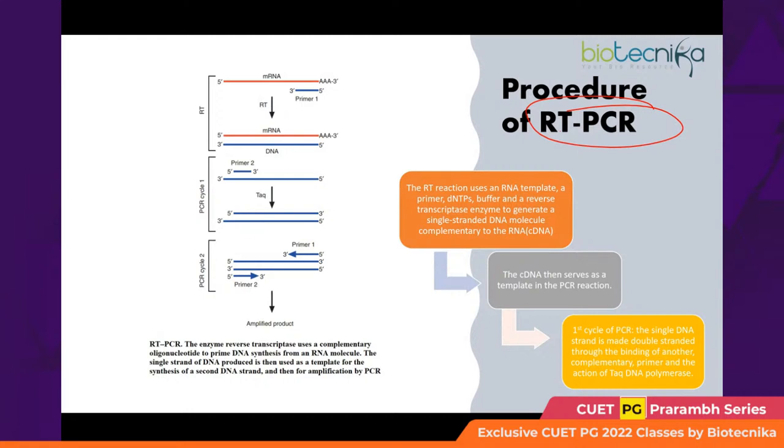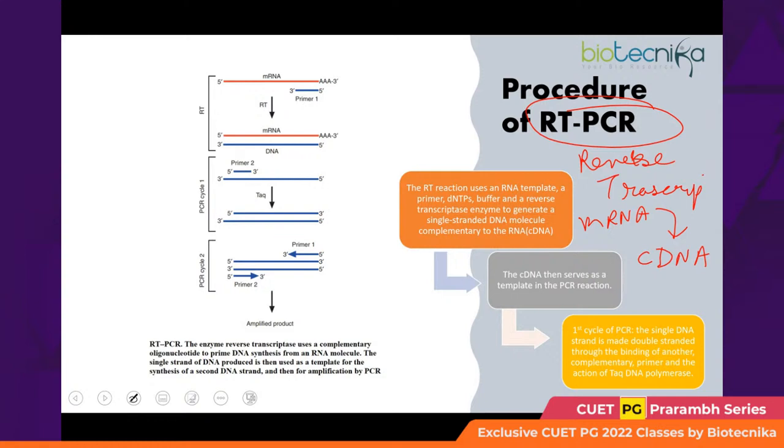By gel electrophoresis, we will check whether the PCR has happened correctly or not. Okay. Right. So RT stands for reverse transcriptase. Now, reverse transcriptase is the enzyme that converts mRNA into cDNA.